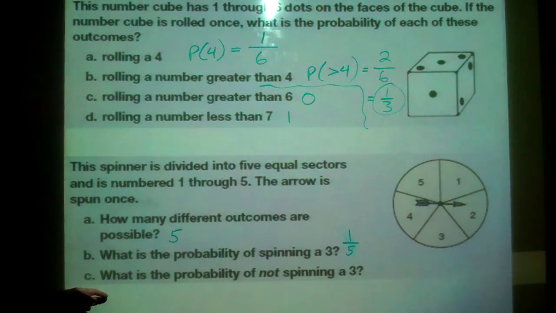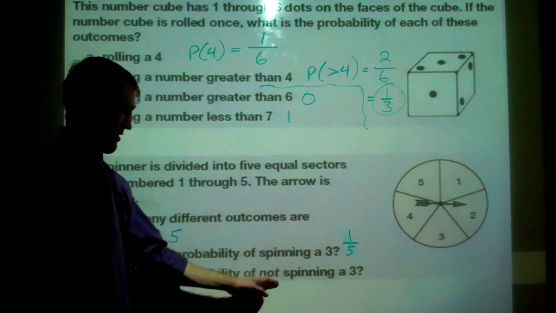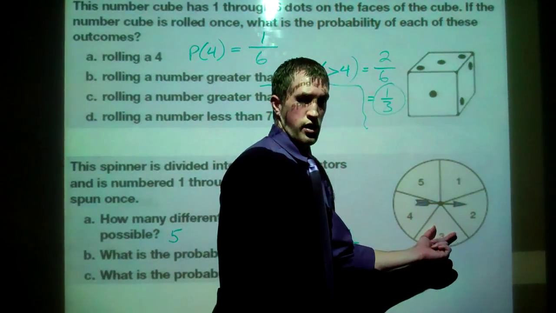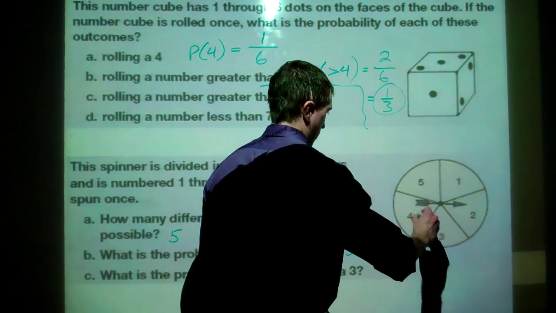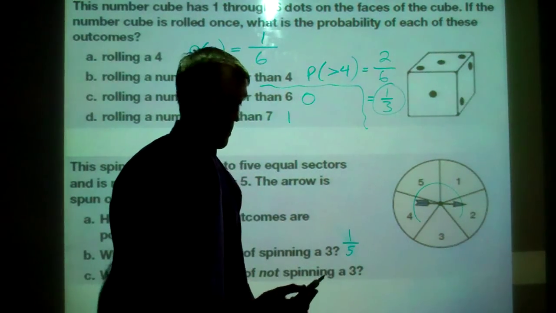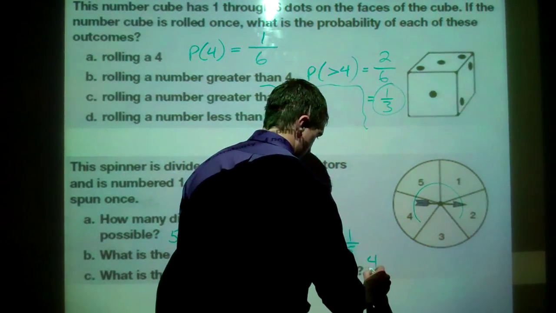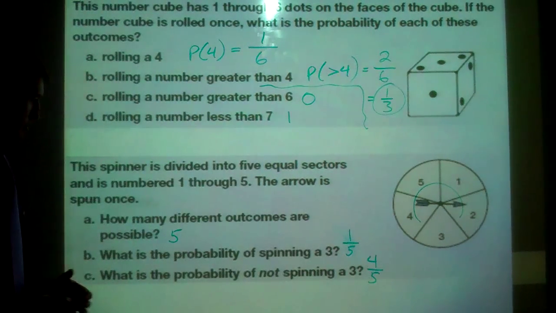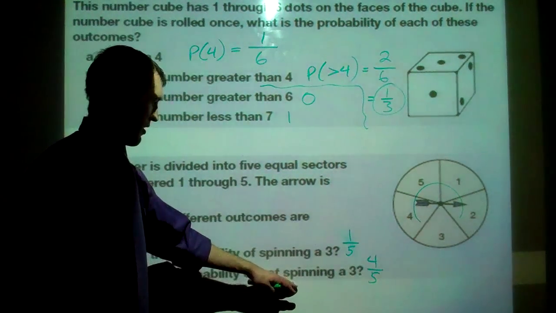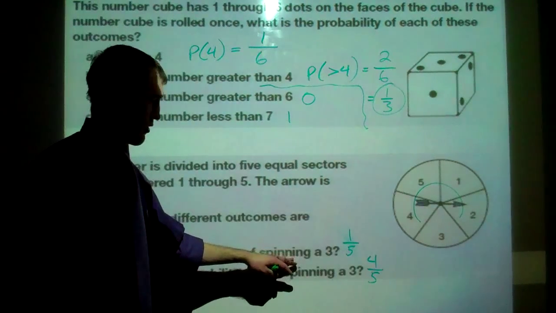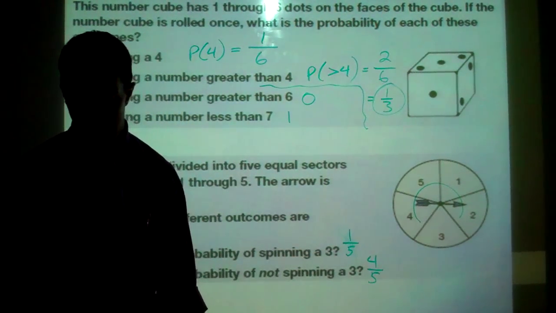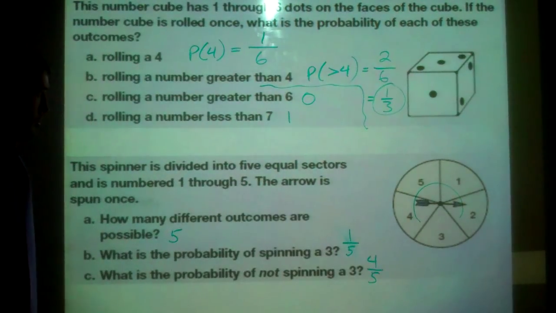And letter C, what is the probability of not spinning a 3? Well, if we spin a 3, we're at a 1 out of 5 chance. Not a 3 would be any one of these. That's 4 out of our 5. So we can see that the probability of not spinning a 3 and the probability of spinning a 3, if we add those together, we get our 100%. Okay? So those two complement each other.